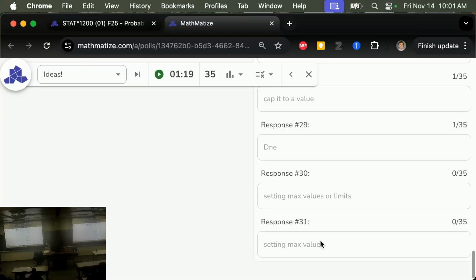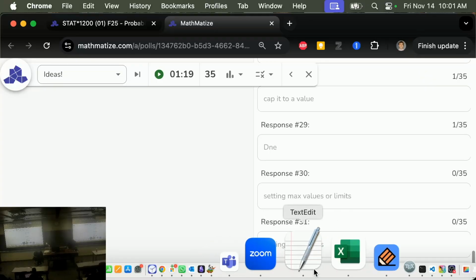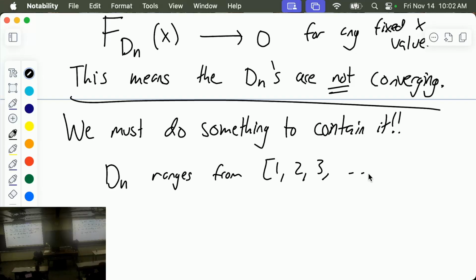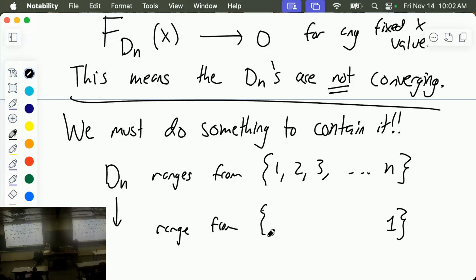How are we going to achieve it? And when I tell you, you're going to say, oh, that's so simple, we learned that in grade 4. So dn ranges from 1 or 2 or 3 all the way up to n. Actually, let me use curly brackets. I'm going to do something to dn so that it ranges inside some interval where the maximum number is 1. It's always going to be less than or equal to 1.